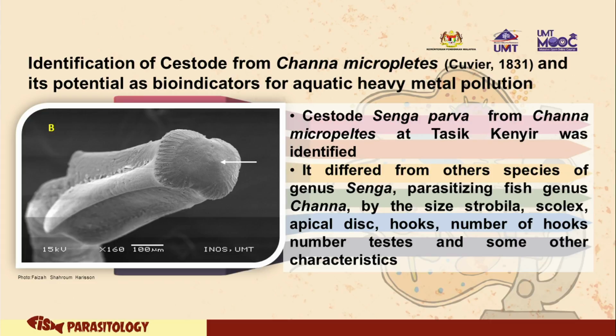The cestode Senga parva from Channa micropeltis at Tasik Kenyir was identified. And this parasite differed from other species of the genus Senga, parasitizing the fish genus Channa, by the size of the strobila, the scolex, the apical disc, the hooks, the number of hooks, the number of testes, and some other characteristics.